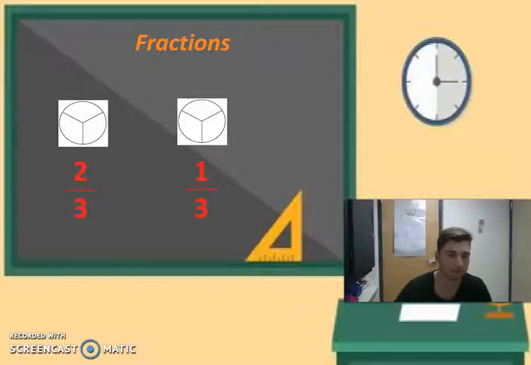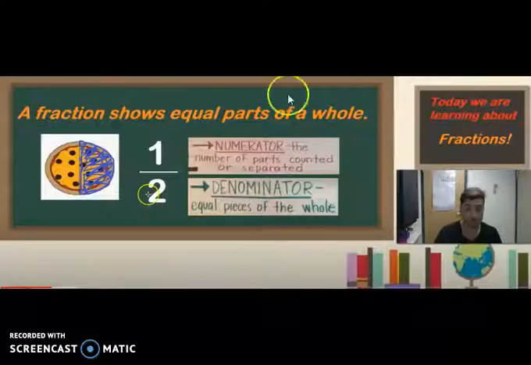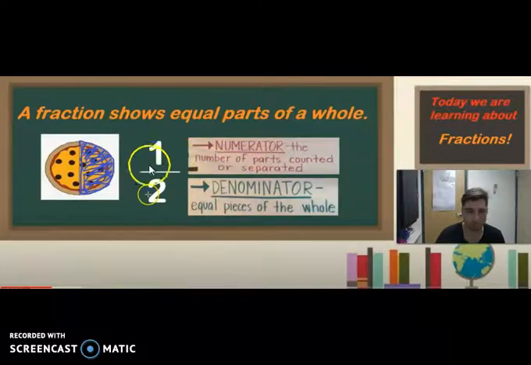Okay, let's get going. Remember, in fractions we have something called the numerator and the denominator. The numerator is always on top and the denominator is always on the bottom. Looking back to last week's lesson, remember, a fraction shows equal parts of a whole. So let's say we're looking at a pizza. We have one whole pizza.